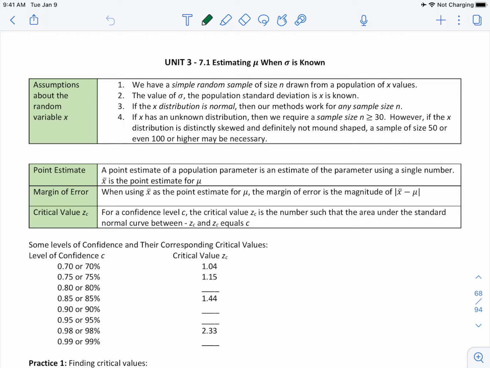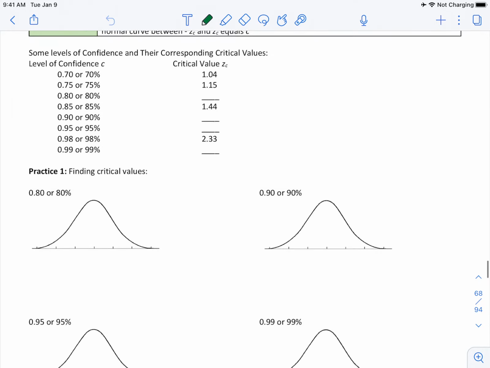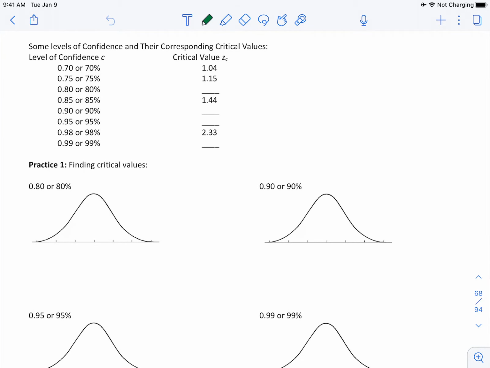Our critical value ZC. For a confidence level C, the critical value ZC is the number such that the area under the standard normal curve between negative ZC and ZC equals C. So here are some levels of confidence and their corresponding critical values. We see for 70%, it's 1.04. For 75%, it's 1.15. For 80%, I'm going to show you how we find these values.